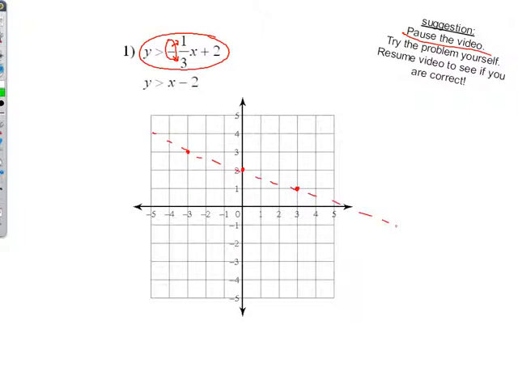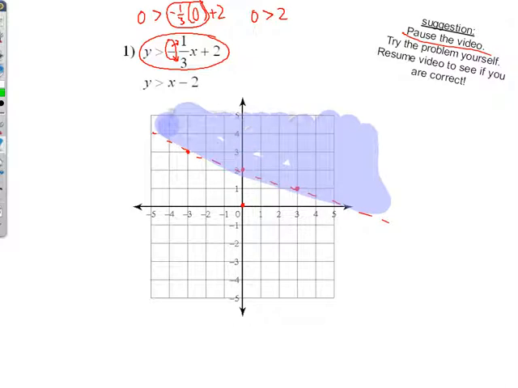Then I have to decide whether I'm going to shade above or below that line. I'm going to go with the 0, 0 side or the other side, and I'm plugging in 0 here, greater than or equal to negative 1/3 x, but it's going to zero out, plus 2, so it's 0 greater than or equal to 2 because all this just canceled out or became 0. Is 0 greater than 2? No, it's not. So where do I shade? I shade above.